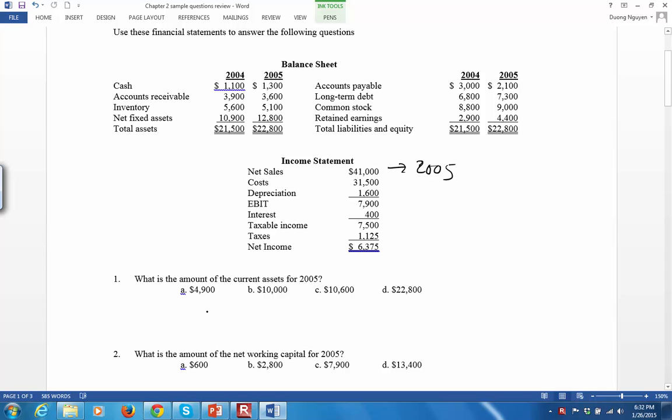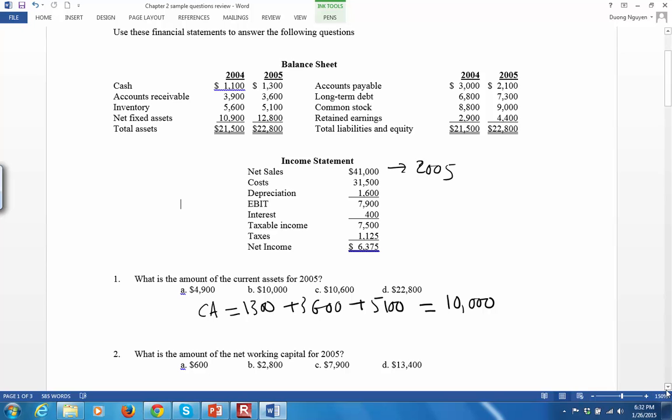So very simple, current assets equal cash plus accounts receivable plus inventory, which is 1300 plus 3600 plus inventory 5100, and it is equal to $10,000.